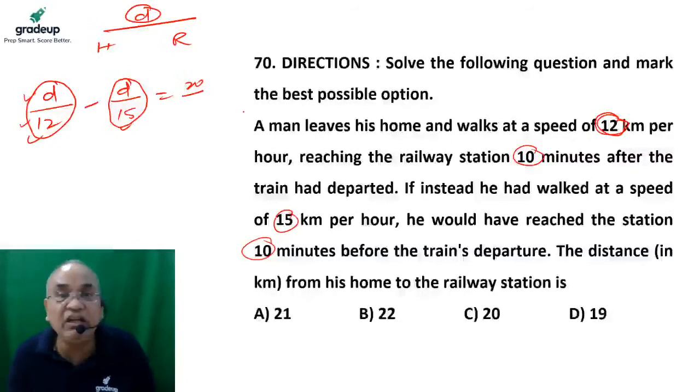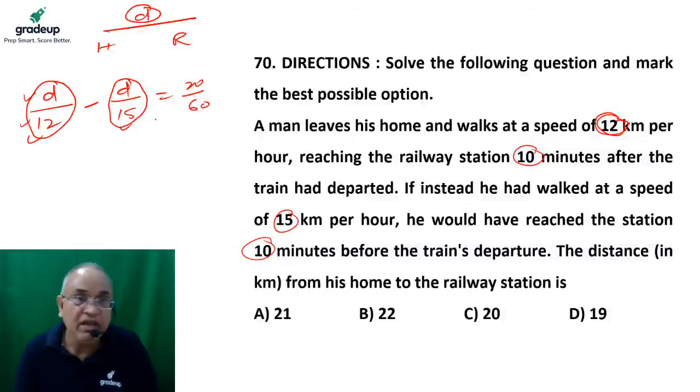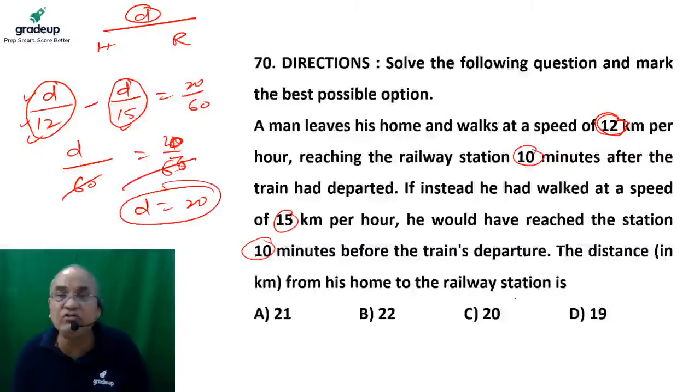Because the speeds are given in kilometers per hour and the difference between the timings is in minutes, we have to convert minutes into hours. So 20 minutes is the gap, divided by 60. The LCM is 60, so D by 12 minus D by 15, that is 5D minus 4D over 60, is equal to 1 by 3, or 20 by 60. The 60 gets struck out, so the value of D is equal to 20. The distance from his house to the railway station is 20 kilometers.